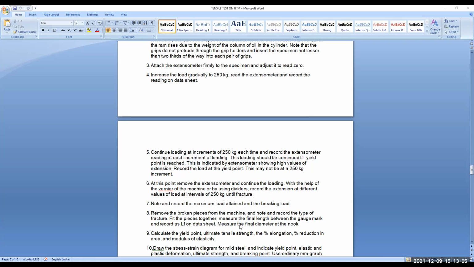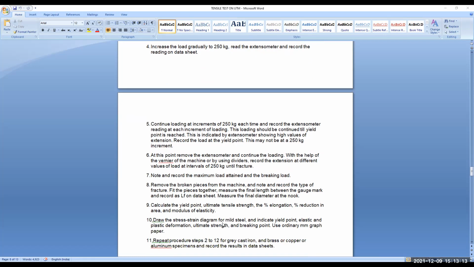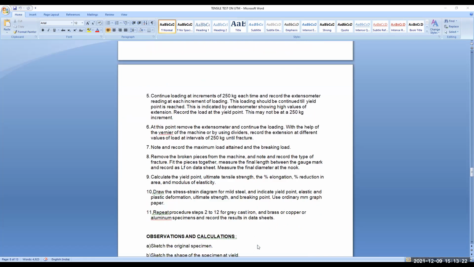Fit the pieces together, measure the final length of the gauge, and record it as LF. Also measure the final diameter of the bar. Calculate the yield point, percent elongation and percent reduction. Draw the stress strain graph of the mild steel, indicating the yield point, elastic and plastic regions, and the ultimate and fracture values.